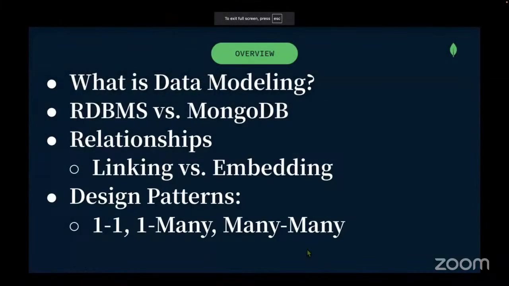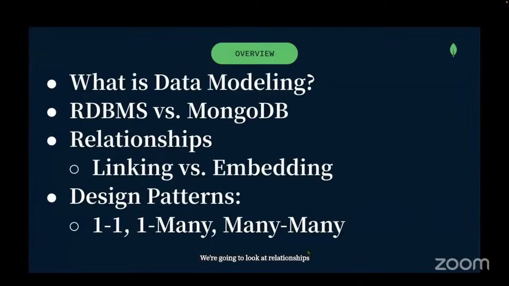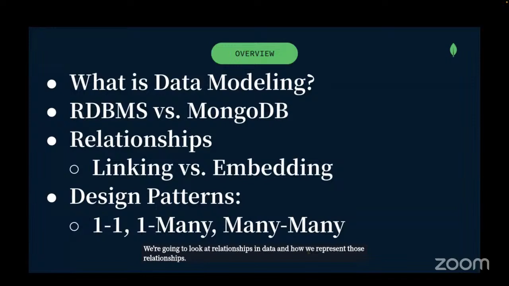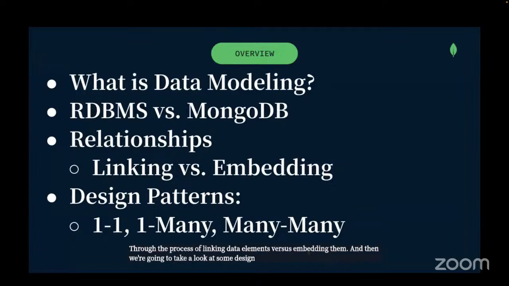What is data modeling? I know you're all joining with that question in mind, and I'm going to answer it today. We're going to take a look at the difference between RDBMS and MongoDB. We're going to look at relationships in data and how we represent those relationships through the process of linking data elements versus embedding them. And then we're going to take a look at some design patterns for commonly expressed relationships between data elements, whether it be one-to-one, one-to-many, or many-to-many.